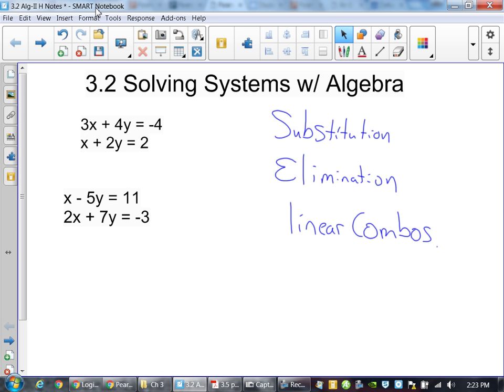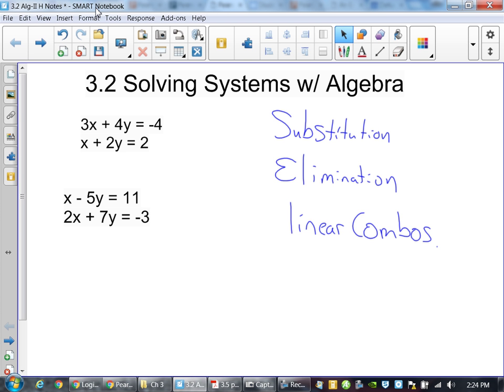In this unit, and this is kind of where it starts out, 3.1 is graphing systems. That's a waste of time. There's no reason to graph systems. It's so much easier to use algebra to get to the result right off the bat. So I'm not going to do it.